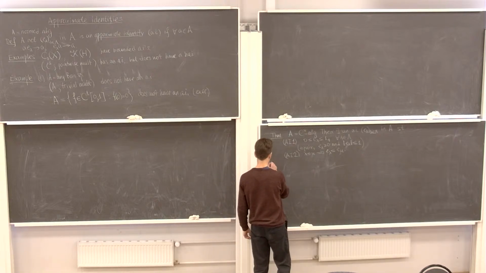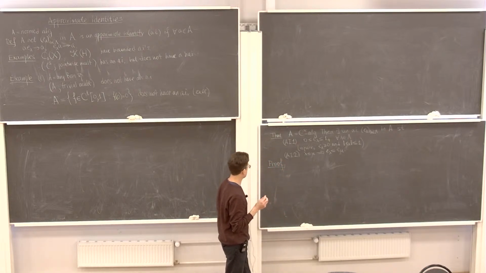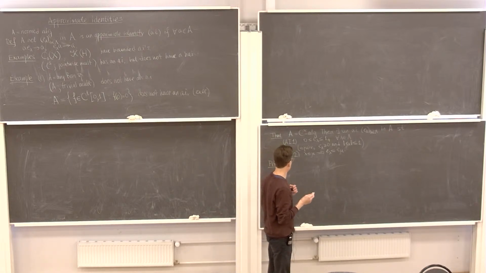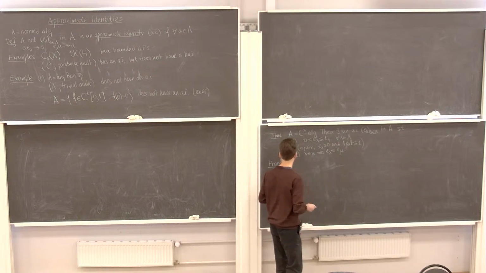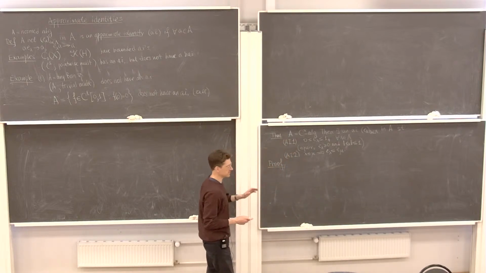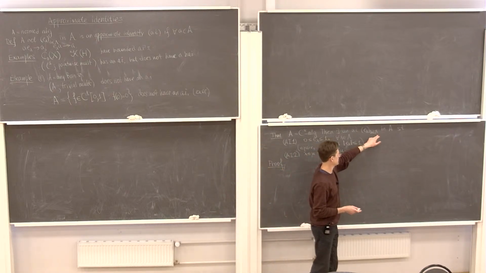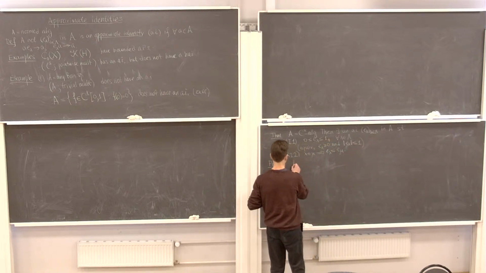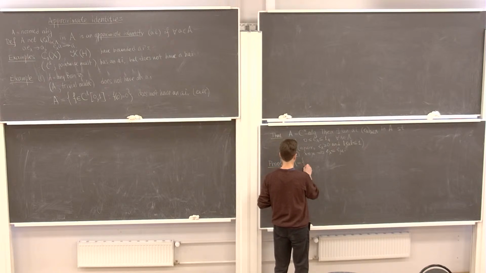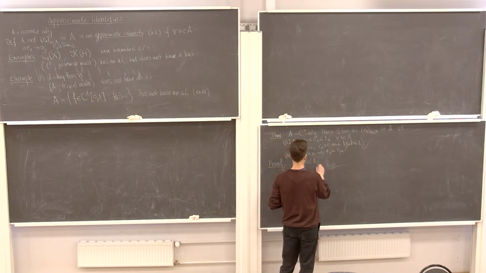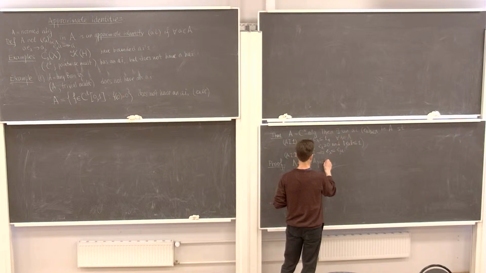So the proof. First of all, let's recall that we have already constructed the index set lambda. So we denote by lambda the set of all positive elements in our algebra in the unit ball.